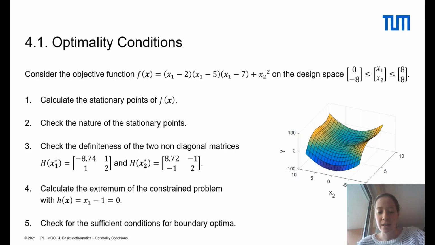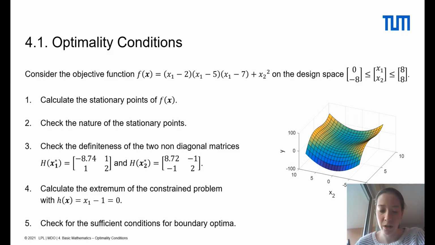The first task is to consider the objective function f of x. We have two design variables, x1 and x2. In the design space, x1 is from 0 to 10, and x2 is from -8 to 8. And we see the function f of x plotted here.